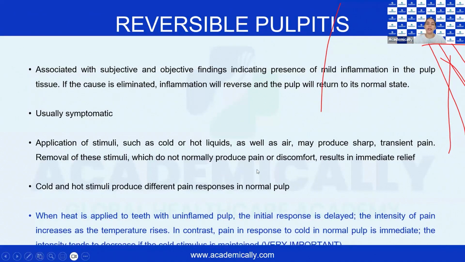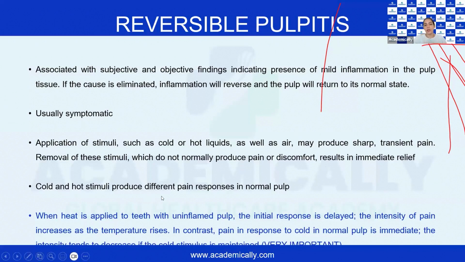And the patient will say the pain comes when I eat or drink anything, and it settles back after removal of the stimulus. After I stopped eating the sandwich, I cleaned the tooth, that cavity, there was a hole. I cleaned it with a toothpick and it settled down. That is the classic signal of reversible pulpitis.